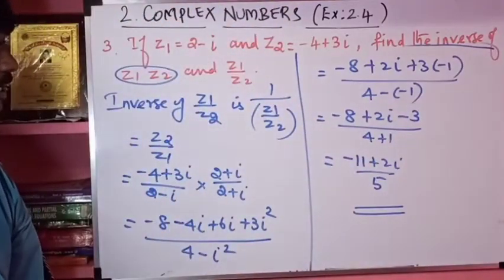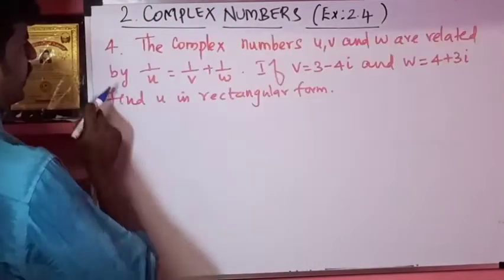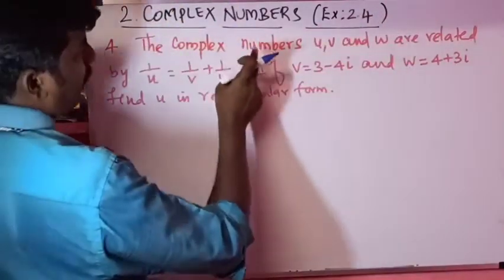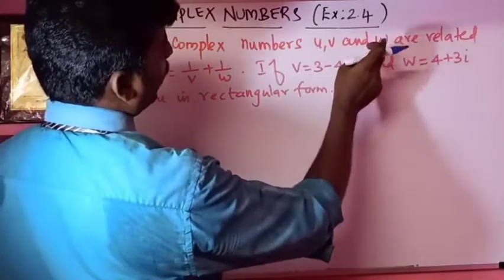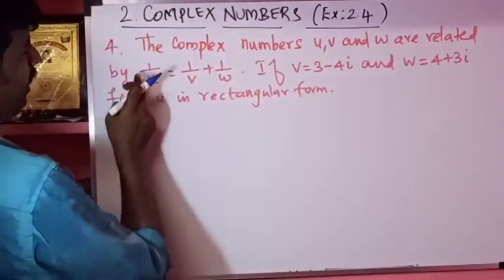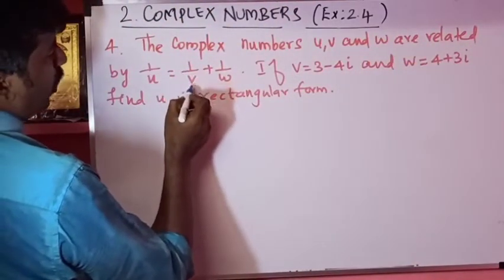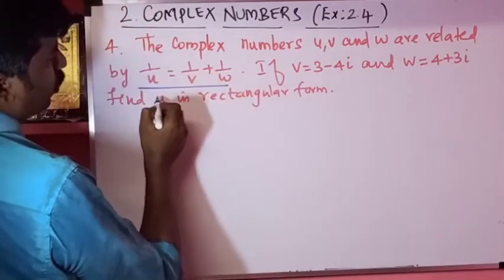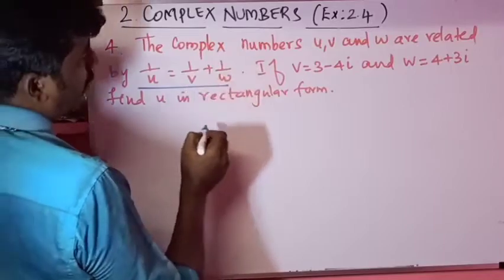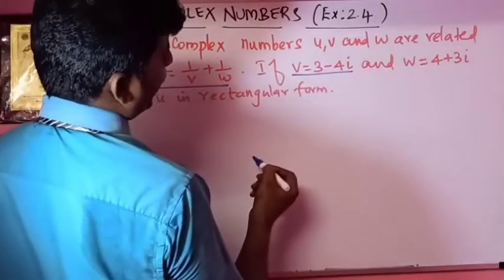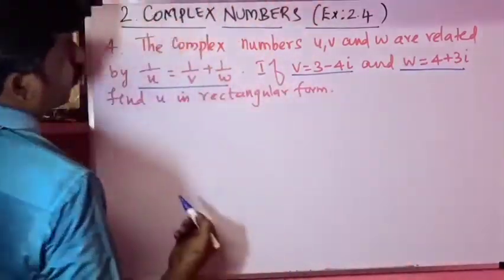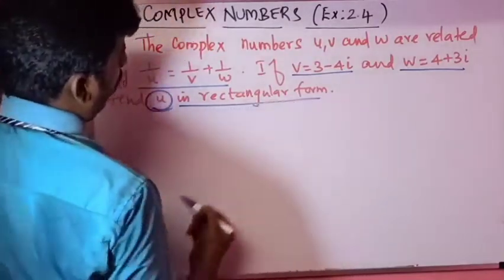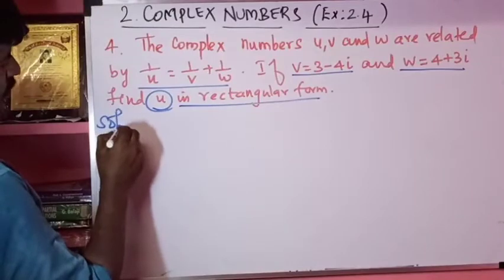Understood? Now let's look at the next problem. See question number 4. In exercise 2.4, the complex numbers u, v and w are related by 1 by u is equal to 1 by v plus 1 by w, right? If v is equal to 3 minus 4i and w is equal to 4 plus 3i, find u in rectangular form, right? So listen, what is here?